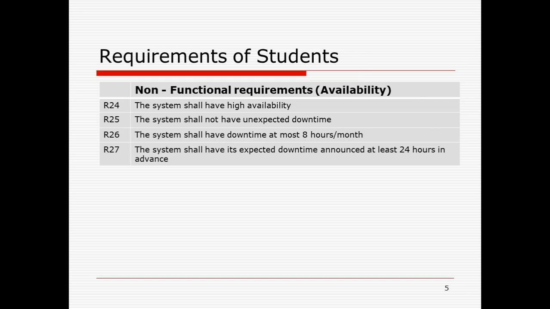The system shall have the expected downtime announced at least 24 hours in advance. So the system should actually send a notice to the user, the student, that there is a downtime at so and so time, and that should be at least 24 hours before. The notification should go to the users or the students.